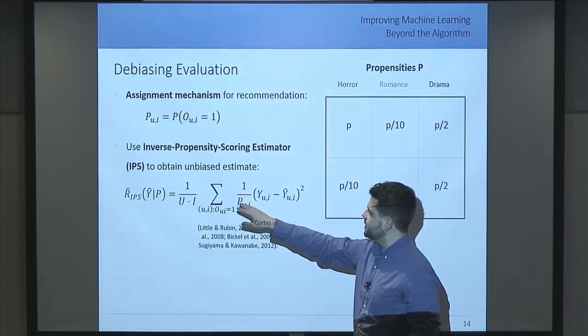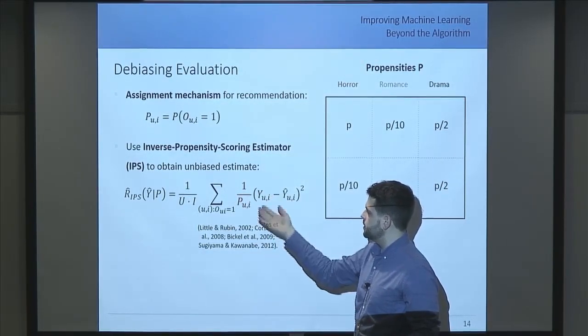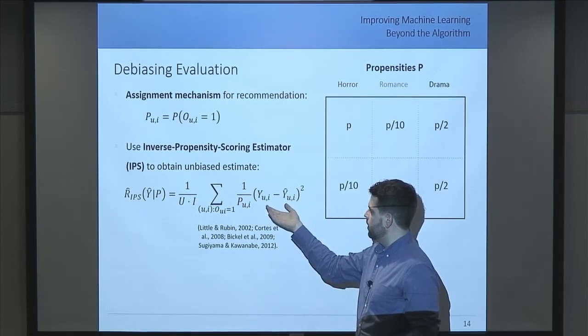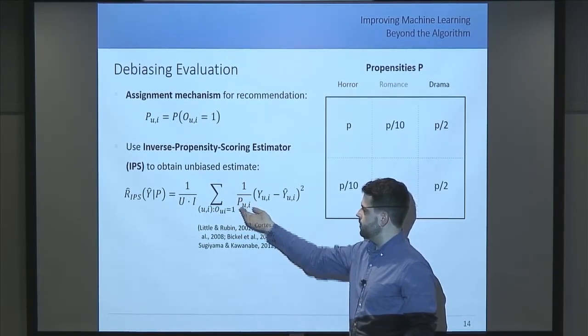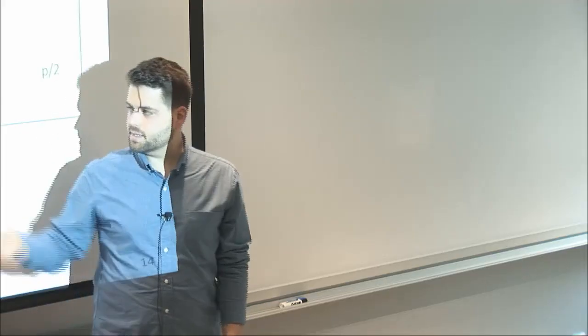The idea, or the way it works here, is that you sum over all individual losses and then reweight each individual loss by the inverse propensity. That gives you an unbiased estimate of the loss. And this also extends to other performance measures that you can write as a sum of individual losses.